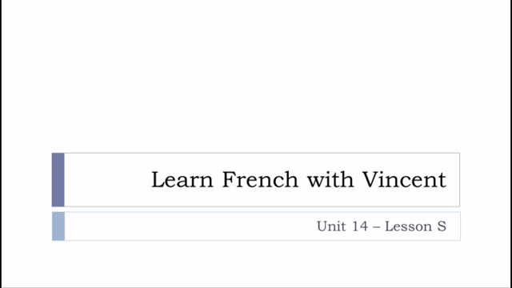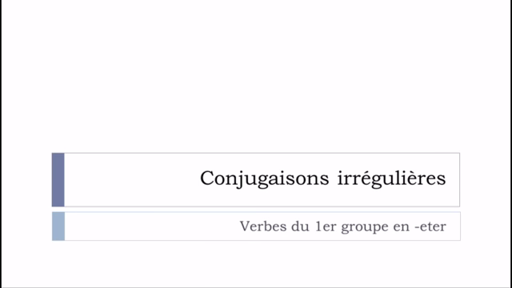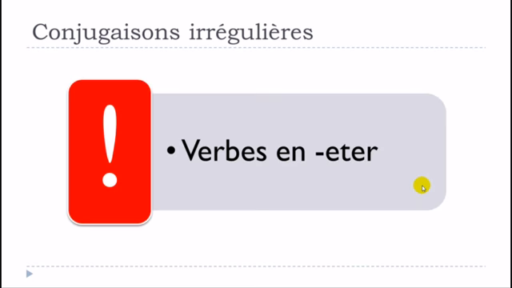Bonjour à tous and welcome to Learn French with Vincent. This is Unité 14, leçon S. And in this lesson, we'll work together on les conjugaisons irrégulières, and we'll see especially the verbs that will end with TER. Okay, so regular verbs from the first group ending with ER. Okay, but then we'll see that these verbs will be, in some cases, a bit different.